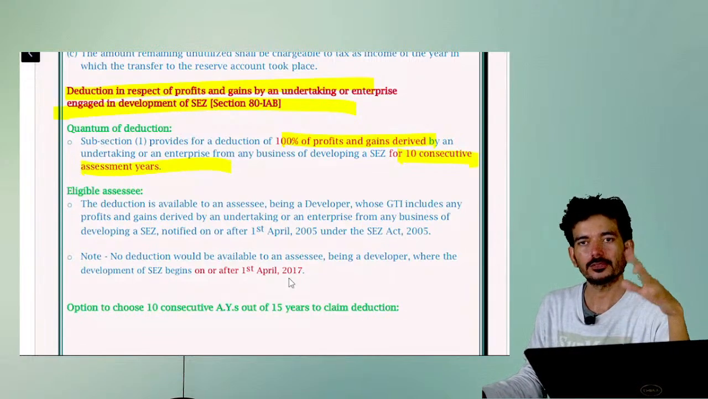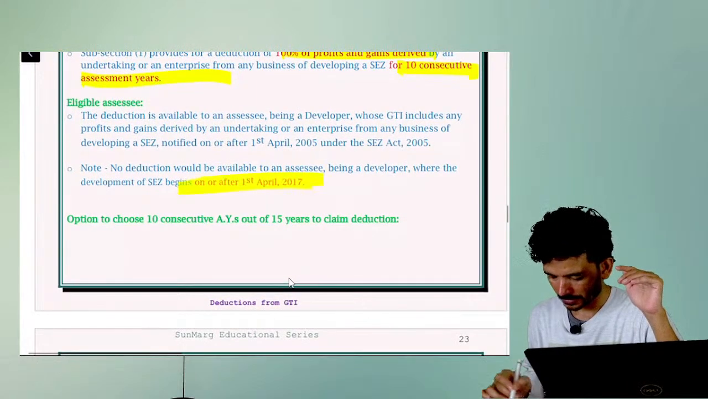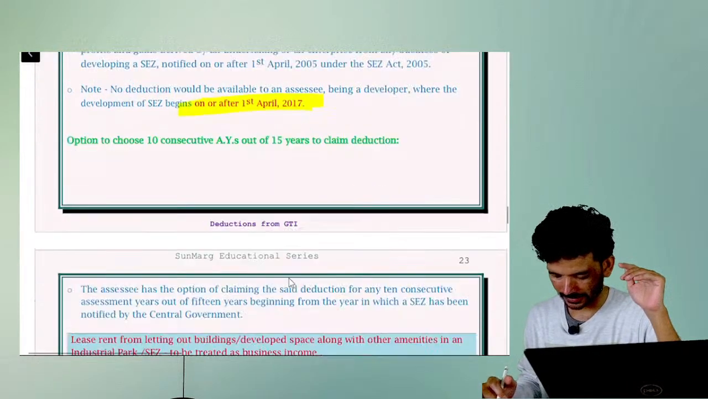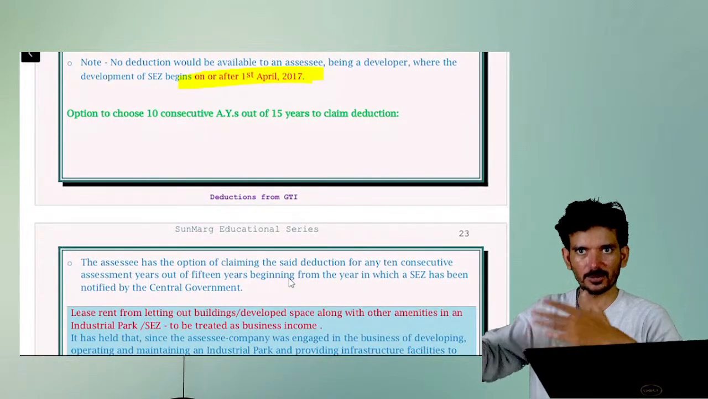So that is the reason there is no tax for them for 10 consecutive years till 31st March 2016. But even if someone started in 2016, the 10 years is still applicable for some companies.